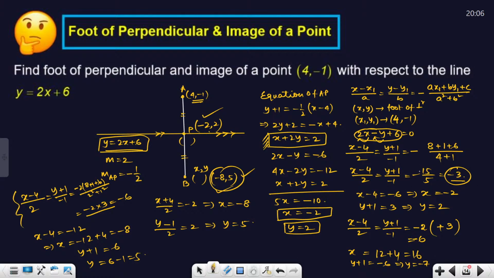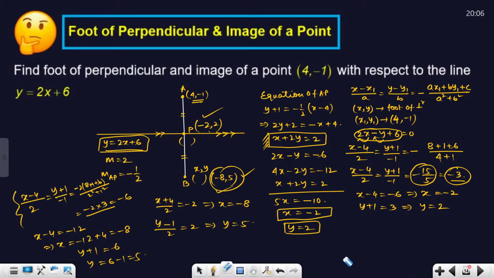Because minus 3 is coming, this final answer. So it will be multiplied with only 2. I have multiplied with minus 2 over here. That's the wrong thing I have done. So let me just erase this portion. There's a calculation mistake over here. Okay. Now I hope it is clear to all of you. There is no doubt. Okay.